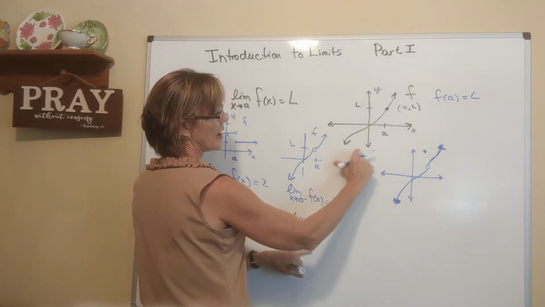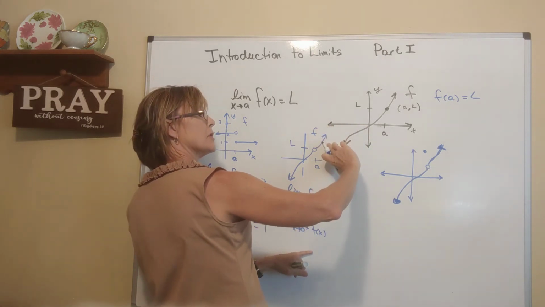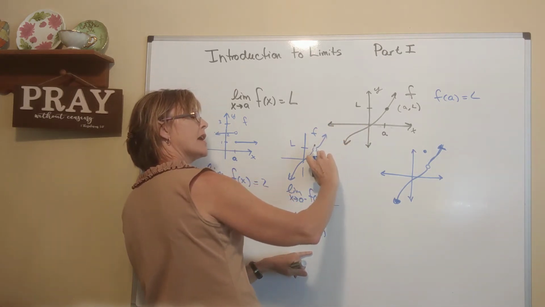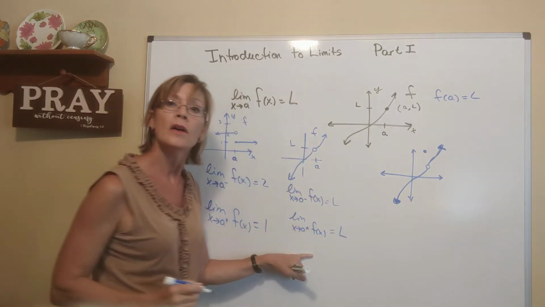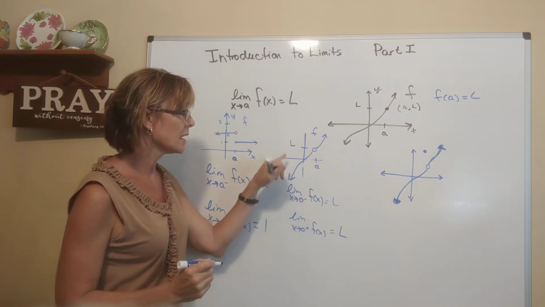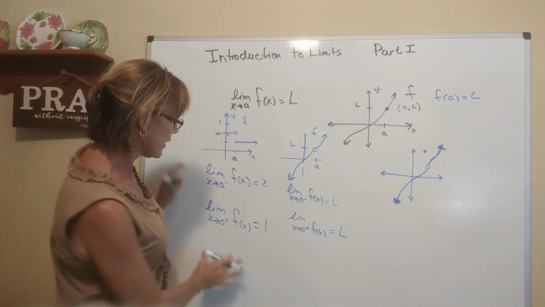So if we're coming in from the right side of a, we're up here on this curve, and we're getting closer and closer to this x value a, and the y value is honing in on this same value L. That's what's happening there. And let's see. That's what's happening here.